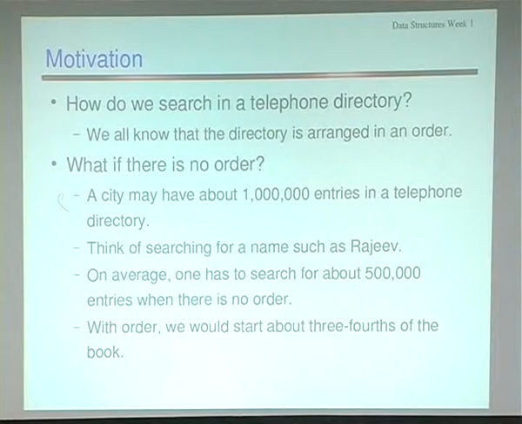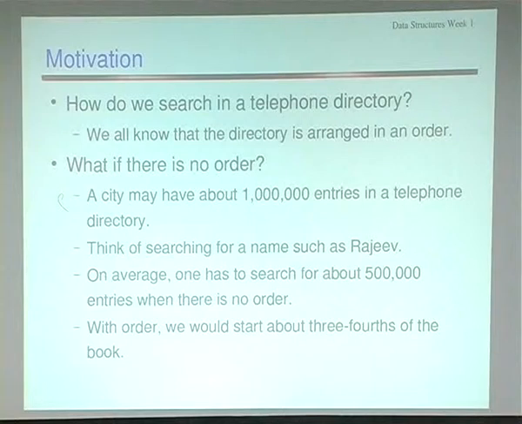Now, if you do not know how you are arranging this telephone directory or what is the order in which these entries are listed, you will have to probably start from the first entry and keep on looking for entries one after another till you find your required entry, right? So what you can actually think of is that on average, this search will take about 500,000 attempts before you find your required entry, right? Simply because there is no order in the data.